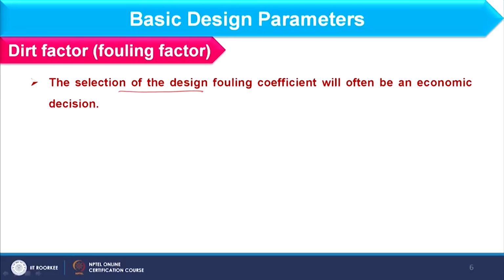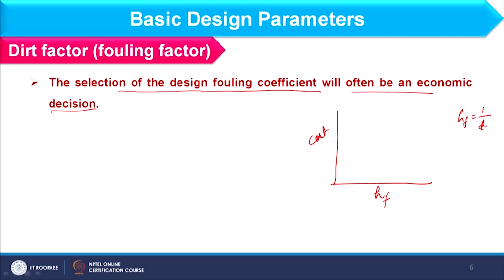As far as selection of the design fouling coefficient, it will be an economic decision. How will this be an economic decision? Let me explain that with the help of one graph. Let us say I have a graph where on the y axis I am considering cost, and on the x axis I have the dirt coefficient HF. HF is the dirt coefficient, and it is basically the reciprocal of the dirt factor.